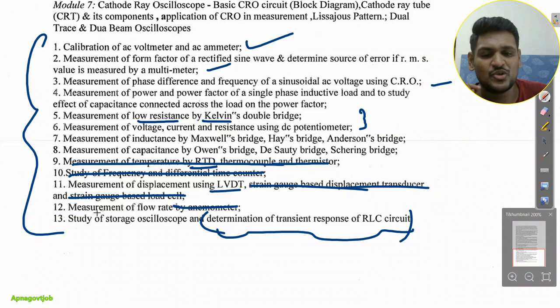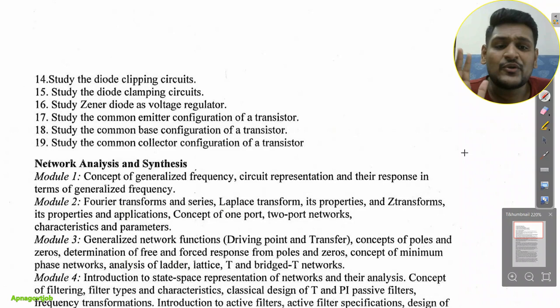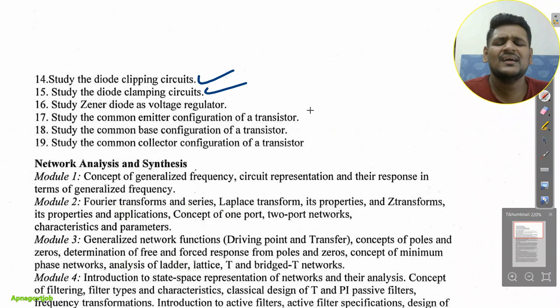Study the diode clipping circuits. Definitely clippers and clampers are the most important topics, because questions from these topics keep appearing in your past exams. So clipping and clamping are compulsory. These obviously come under analog, but know the dimensions and their measurement, and what to do with these. Zener diode as a voltage regulator is compulsory, okay?